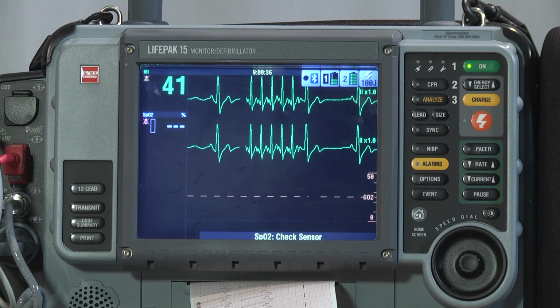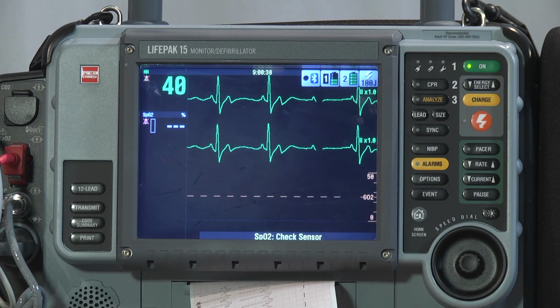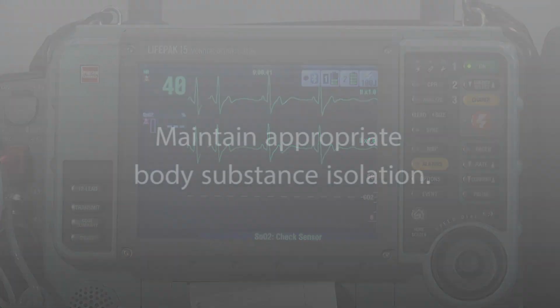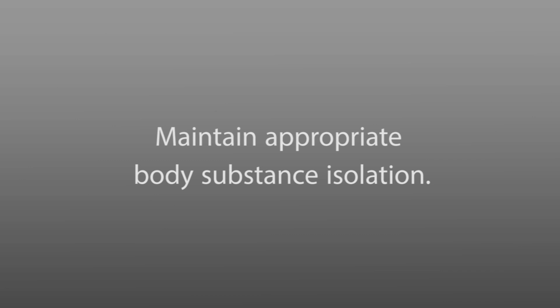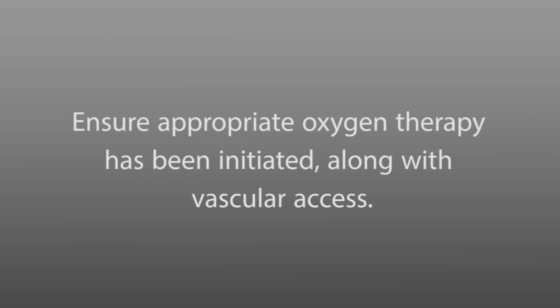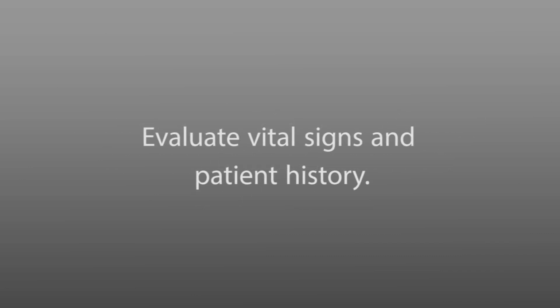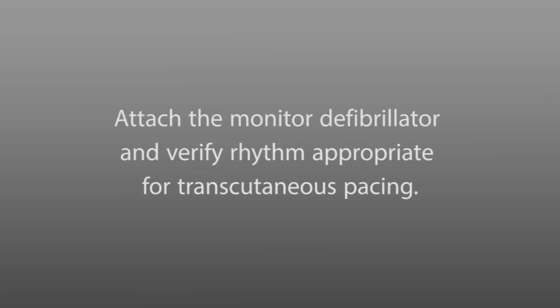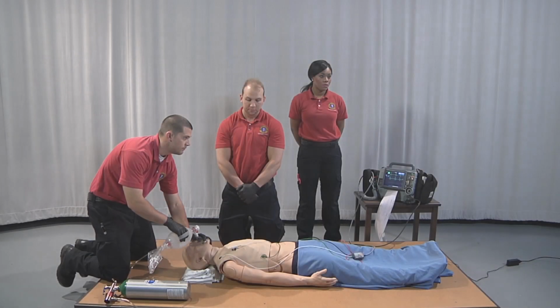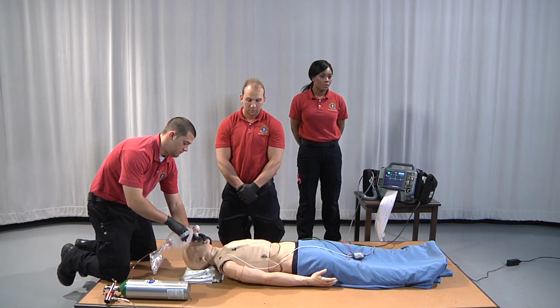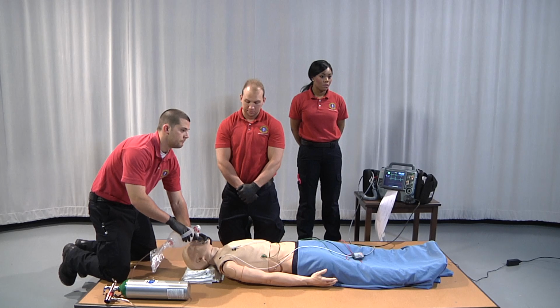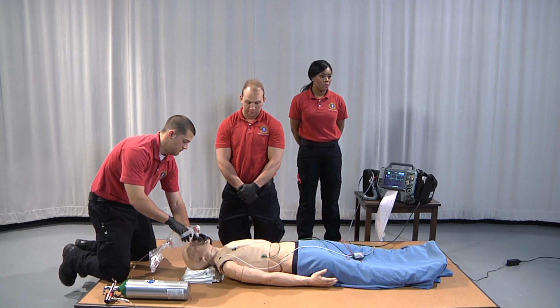Finally, we will discuss the use of transcutaneous pacing for the bradycardic patient. Maintain appropriate body substance isolation. Ensure appropriate oxygen therapy has been initiated along with vascular access. Evaluate vital signs and patient history. Attach the monitor defibrillator and verify rhythm appropriate for transcutaneous pacing. Ensure both limb leads and hands-free pads are placed. Determine the need for sedation and inform the patient of the procedure.